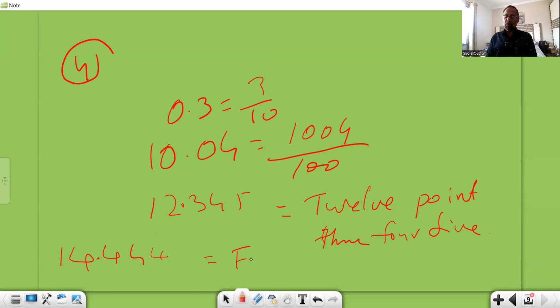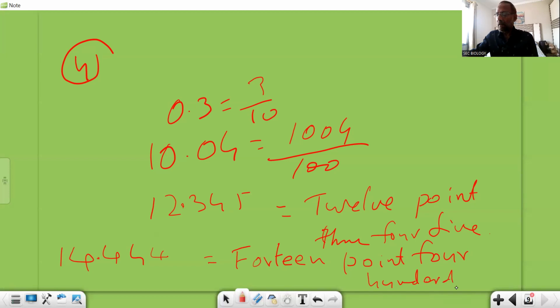Now tell me what is the spelling of 14.444. Fourteen point four four four. F-O-U-R for four, and 100 means hundred, don't confuse. Four hundred forty-four.